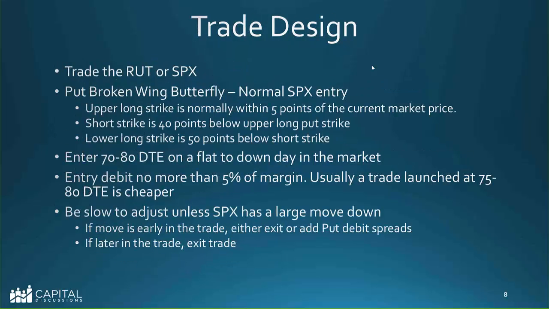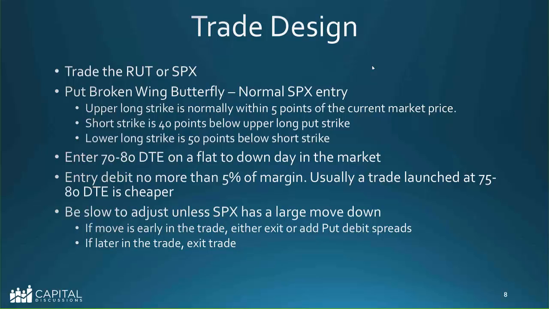So the trade design we talked about, we do trade the Russell or SPX, and it's basically a put broken wing butterfly. And the normal entry for SPX is the upper long strike is normally within about 5 points of the current market. Doesn't have to be, and we place it below that if we want to have more protection on the downside. Like, when the market was kind of going sideways for the last 30, 40 days, I think the last trade that you put on, Dan, was about 25 points below the market, just to give ourselves a little bit of an extra buffer.